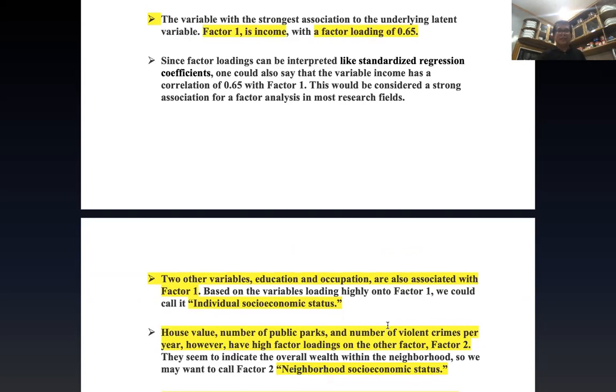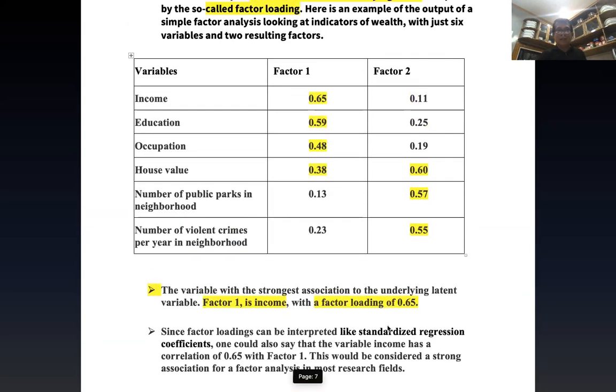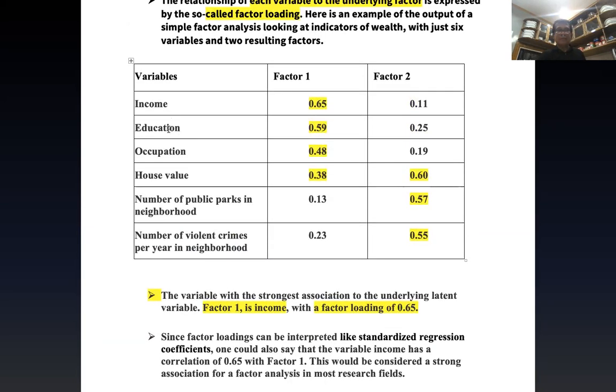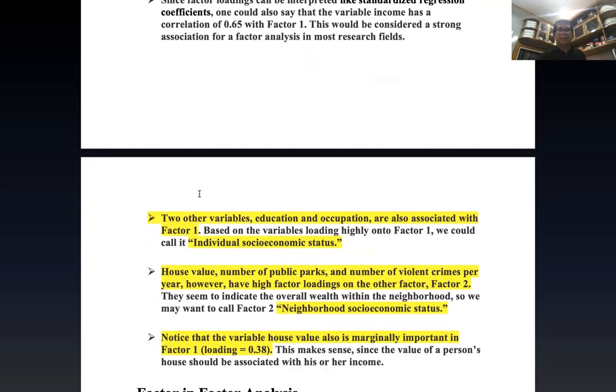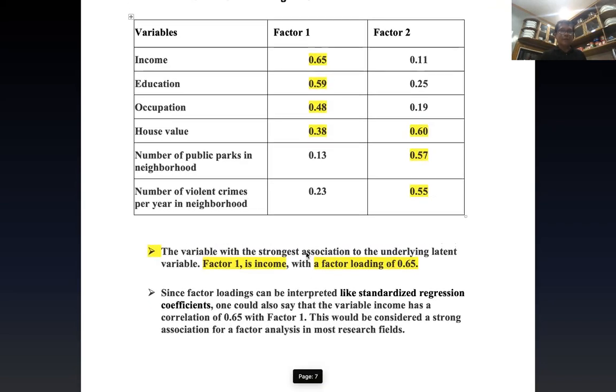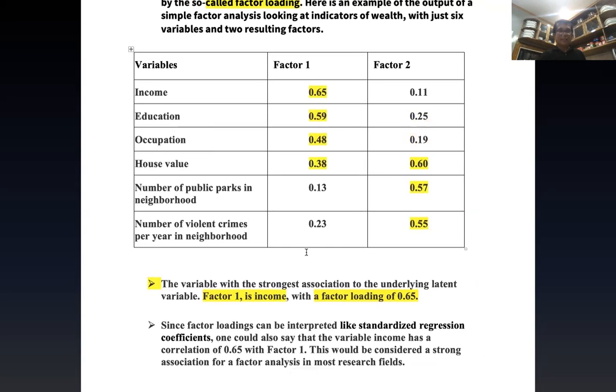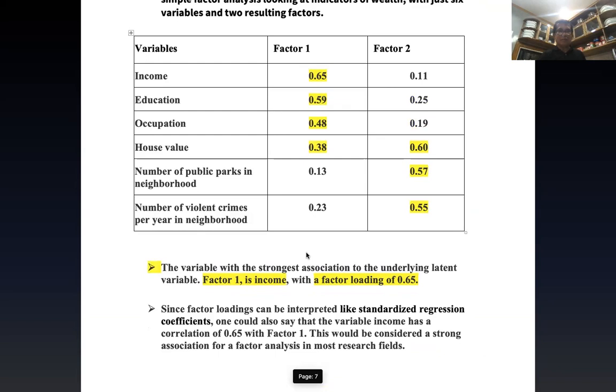Two other variables, education and occupation, are also associated with factor 1. So we look at factor 1: income, education, occupation, and house value. Based on the variables loading highly onto factor 1, we could call it individual socioeconomic status. The term individual socioeconomic status is actually a name created for income, education, occupation, and then house value.